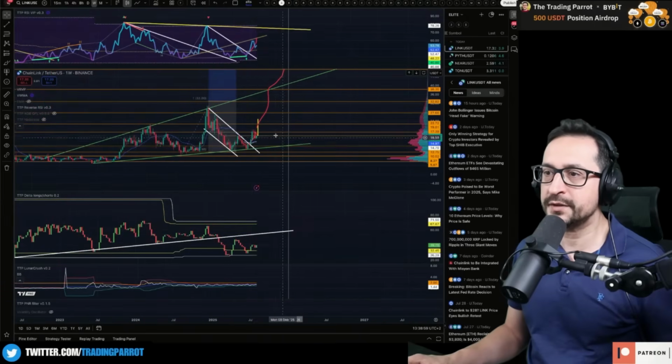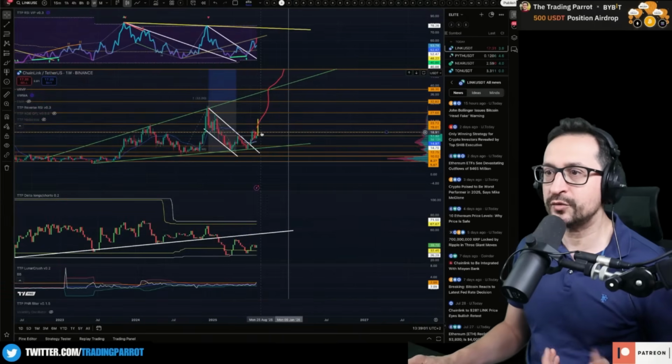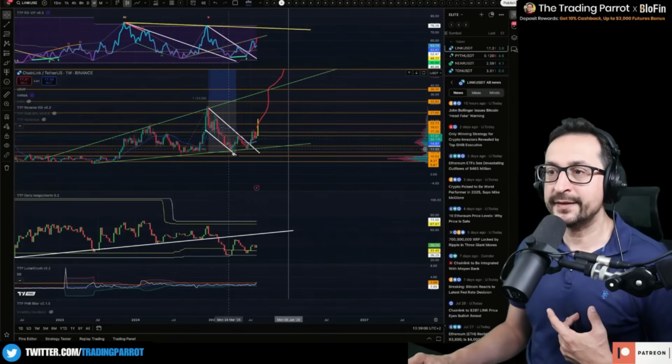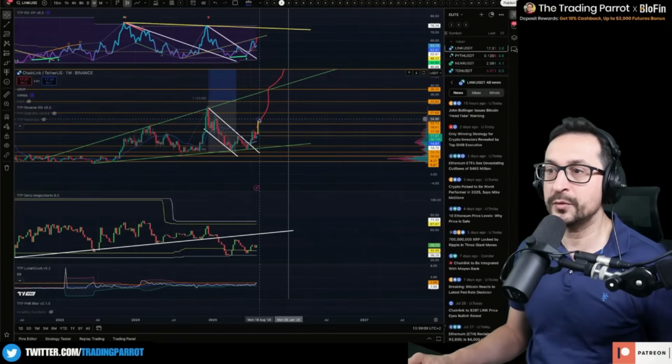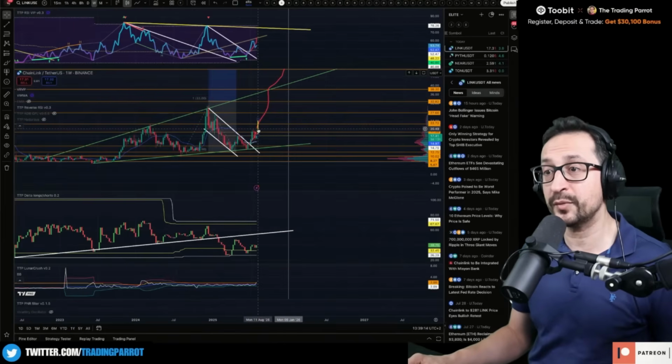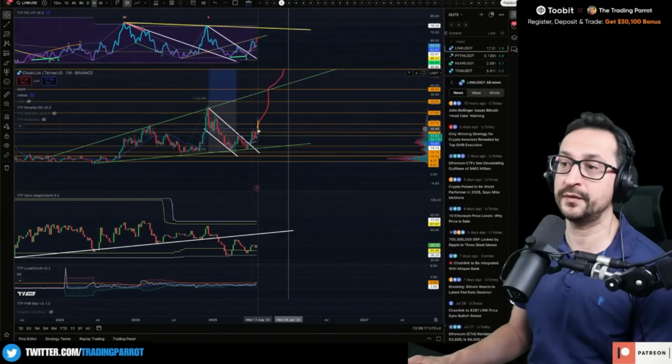It broke out from the channel. It's taking the first resistance at 20, but it's struggling to break beyond that level. And remember that this double bottom has a target of almost $25, and we have already achieved maybe 1/3 of that, possibly getting close to 50% of that target.